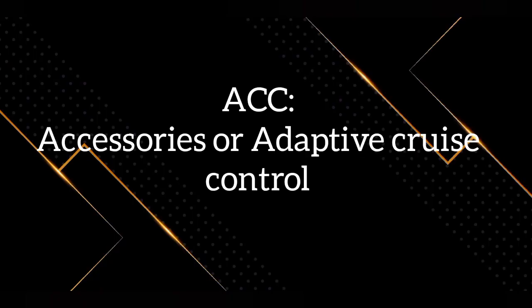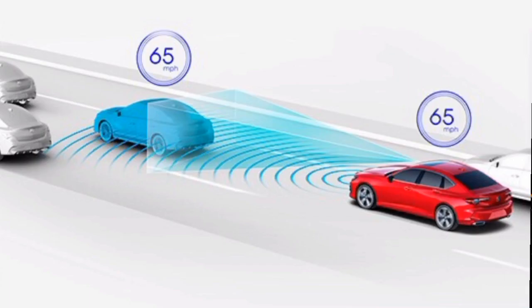And next up we have the ACC, which means accessories, but in new cars it refers to adaptive cruise control, which is a system that uses radar or laser sensors to modulate speed such that your vehicle remains at a predetermined distance from the vehicle ahead of you.